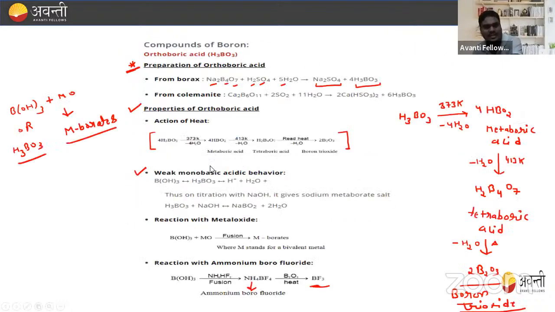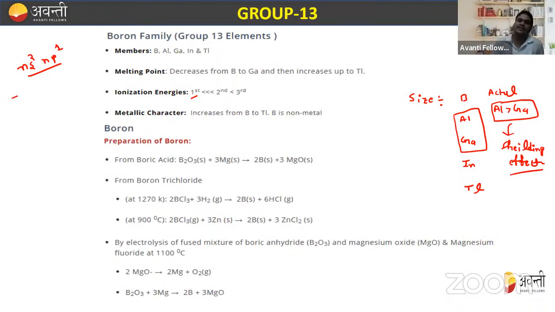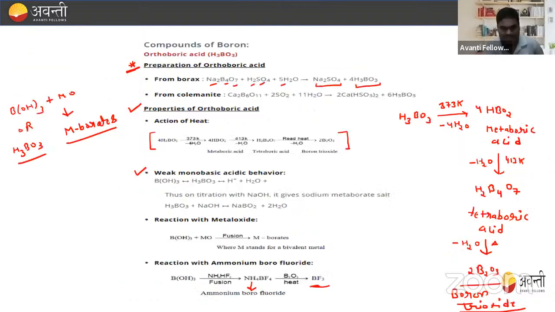Let's quickly revise this. In group 13 elements, first we discussed the basic properties like melting point, members of the group, ionization enthalpy, size, and metallic character. Then we studied the methods of preparation of boron, that is from boric acid, from boron trichloride, and by the electrolysis of a fused mixture of boric oxide and hydride.